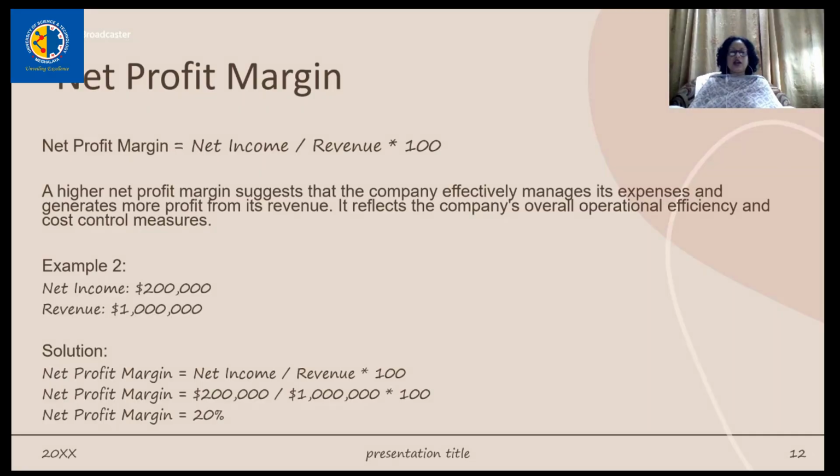So your net income is 2 lakh, revenue is your 10 lakh. So net profit margin is net income by revenue into 100. So 2 lakh divided by 10 lakh into 100, it is 20%. I hope you understand how to put the values. Very simple. It will be given in the question itself. You just have to put it into the formula to get the answer.